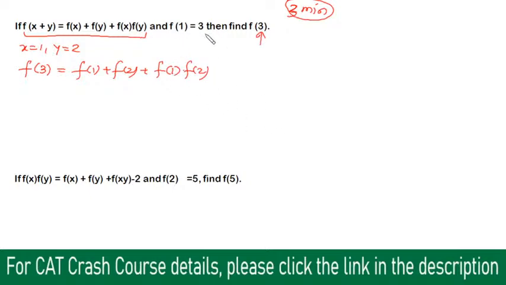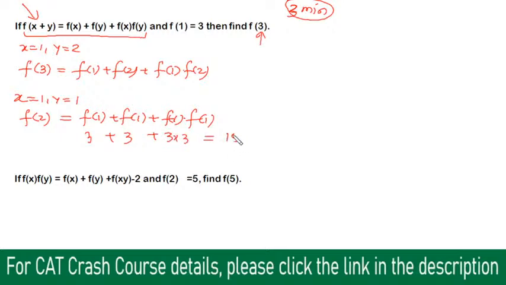Now we know that the value of f of 1 is 3, but we don't know the value of f of 2. For that, what we should do is take the value of x and y both to be 1 and put them in the same function so that we get the value of f of 2. So if I put x and y both equal to 1, then f of 2 would be equal to f of 1 plus f of 1 plus f of 1 into f of 1. Okay, all these are 3, as given.